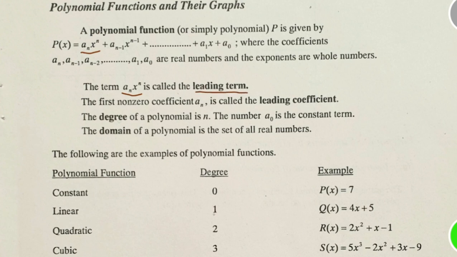Note this. The first non-zero coefficient a_n, the highest degree coefficient, is called the leading coefficient. Note this term. The degree of a polynomial is this highest degree n. And the last one is a_0. This is called the constant term. The degree of a polynomial is the highest degree n. This n is the highest degree here.